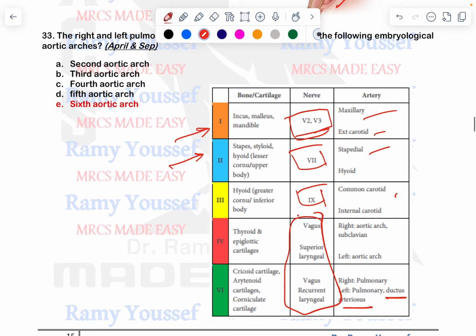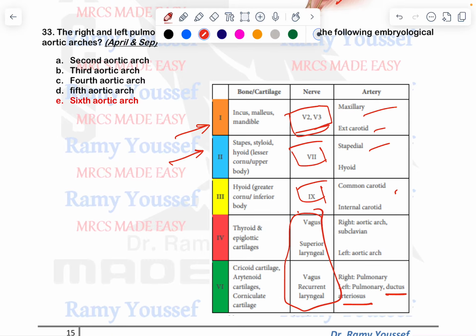Right and left pulmonary artery. The aortic arch is from the fourth arch.